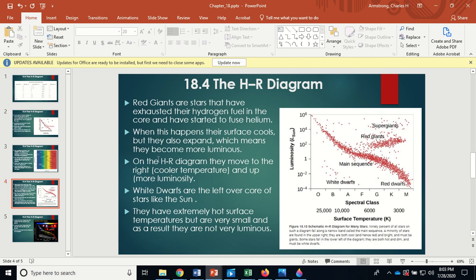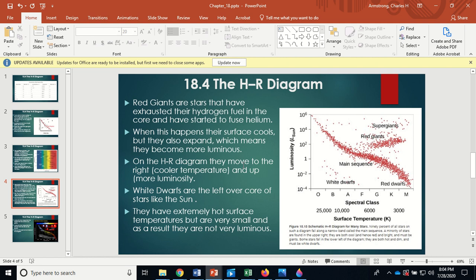This happens when their surface cools, but they also expand. Expanding means more area in which to emit energy. Okay, so you've cooled down, but you're emitting more energy, which means they become more luminous. They get bigger, so even though their surface temperature has decreased, there's more area with which to put out energy, so they get brighter. On the HR diagram, they move up to the right: cooler temperatures, and up, more luminous.